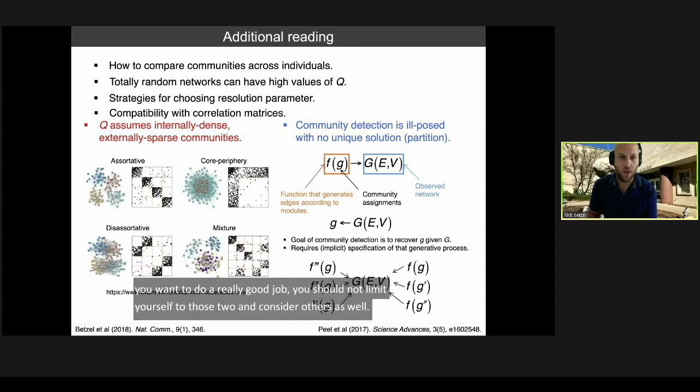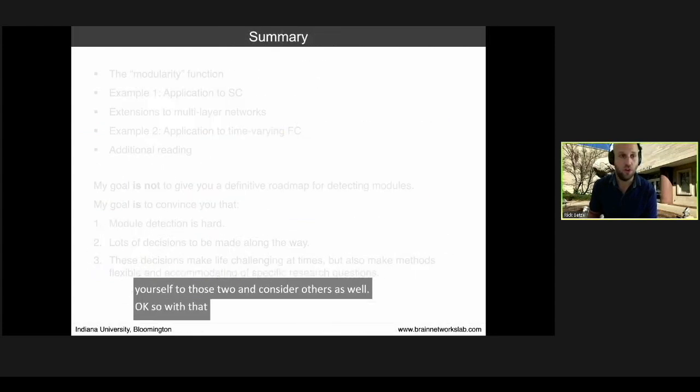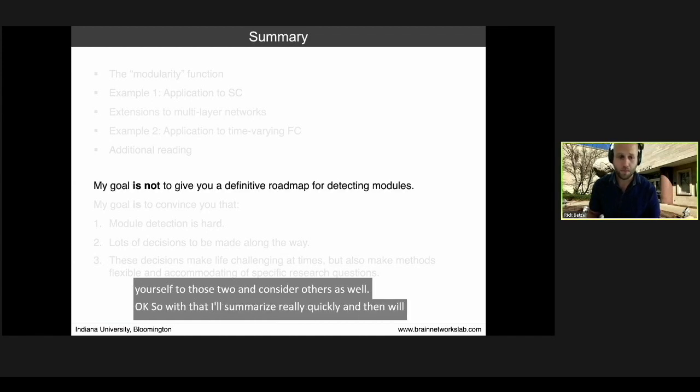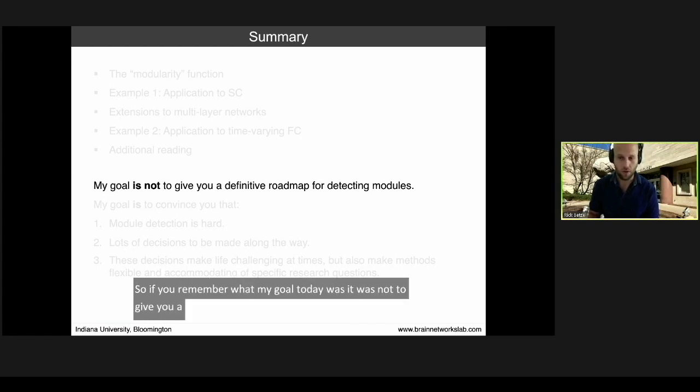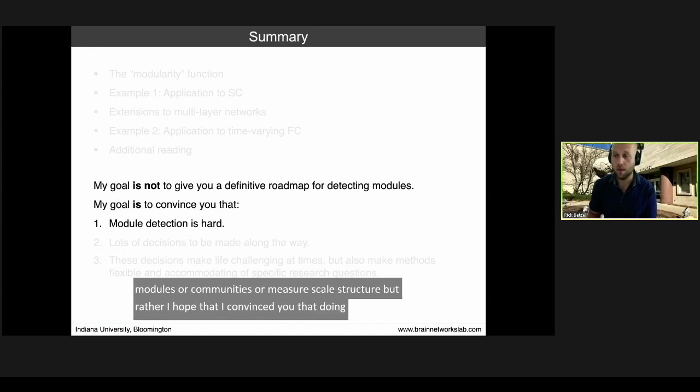Okay. So with that, I'll summarize really quickly, and then we'll finish up. If you remember, my goal today was not to give you a definitive roadmap for detecting your network's modules or communities or mesoscale structure, but rather I hope that I convinced you that algorithmically detecting a network's communities and its modules is very hard.